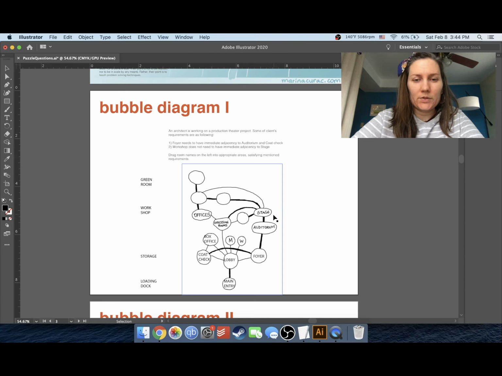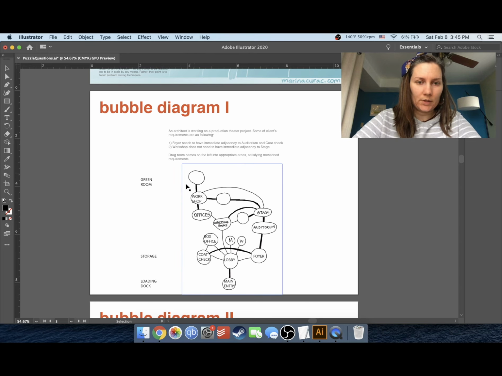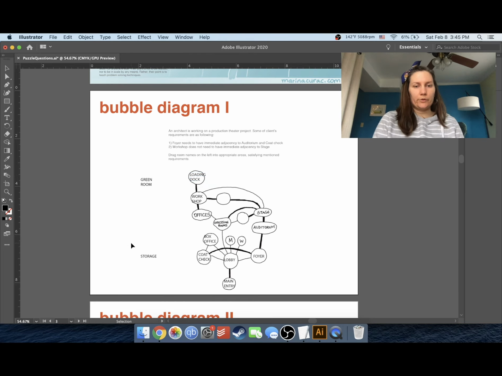But knowing what we just read, we go back to the graphic and look for stage. Stage is here, and we can see that stage has immediate adjacencies to all the other bubbles except for one, which is the one we're talking about. That's workshop, so workshop is going to go here. If workshop is here, then chances are this is going to be loading dock. Then we are left with 2 rooms, green room and storage. Green room is a room used by actors or performers on stage, and usually it is really close to stage and dressing rooms, which means green room is going to go here, and then we're left with storage. That's going to go here. So, boom, we're done. Easy peasy.